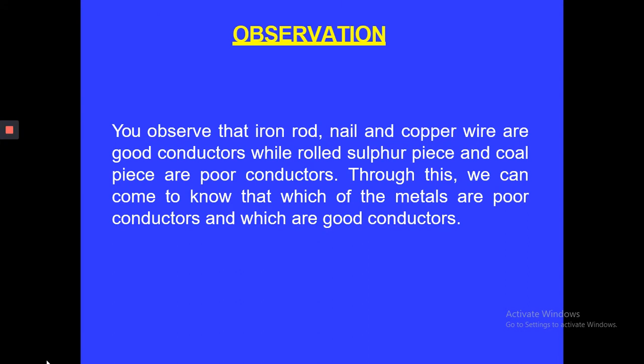We observe that an iron rod, a nail and a copper wire are good conductors, while if we take a sulfur piece and coal, we conclude that sulfur and coal are poor conductors or insulators. Through this we can come to know which materials are poor conductors and which are good conductors.